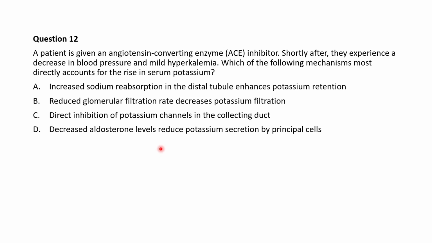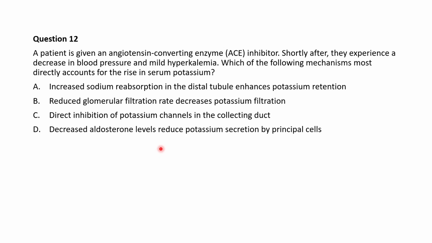Okay, so I'm seeing the answers now. I think everyone's got it. So I'll just quickly explain it and then we can wrap up. It's option D, you guys are all right, which is decreased aldosterone levels, reduced potassium secretion by principal cells. So essentially ACE inhibitors reduce the formation of angiotensin 2, because they are the ones that convert angiotensin 1 to angiotensin 2.